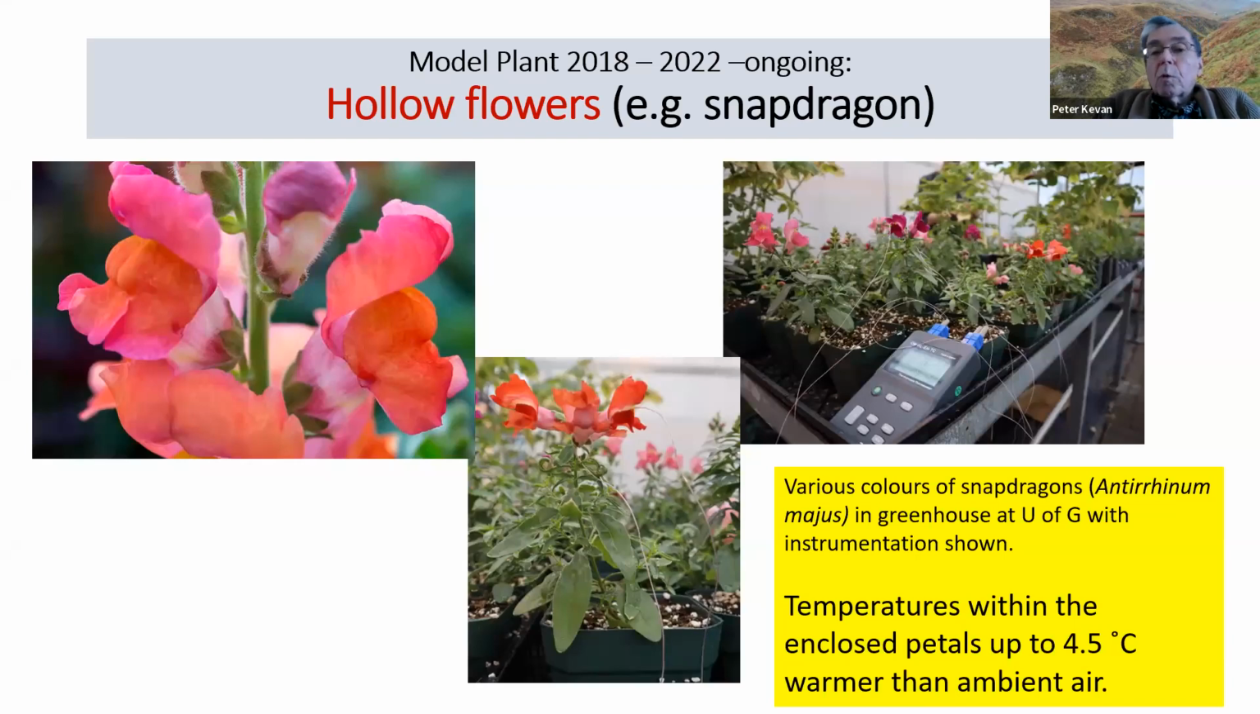We started our COHA work with looking at hollow flowers and particularly snapdragons. And this gives us an idea of various colors of snapdragons in a greenhouse at the University of Guelph with the instrumentation shown. And with the micro thermocouples that we applied, connected to the temperature recording device, we found that inside the antirrhinum, or the snapdragon flowers, we got temperature excesses up to 4.5 degrees centigrade. Next.